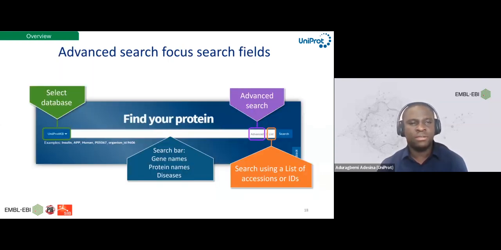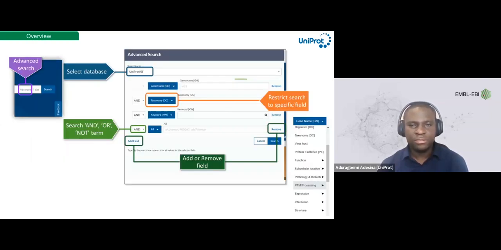Moving on from the search bar, we can also go to the advanced search. Here we'll focus a little bit on the advanced search and tell you some of the things that you could do with it. In the advanced search, you can see that we have many features that allow you to restrict your search to a specific field. And you can use Boolean operators like AND, OR, NOT terms to narrow down your search and be specific in the results you're going to get. You can add or remove these fields as you find necessary.